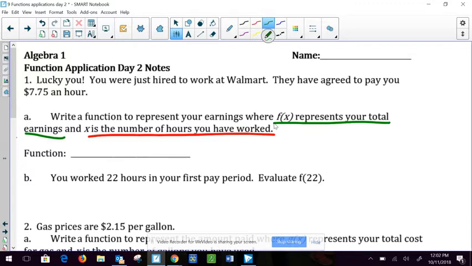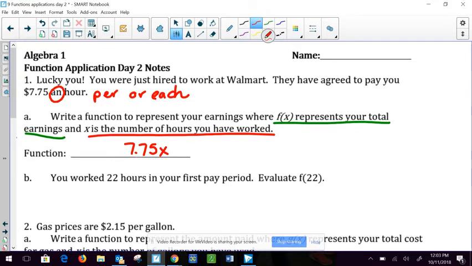So if we go back and look at our original problem, it tells us that they have agreed to pay you $7.75 an hour. We haven't seen too much of that terminology in other problems, but it's the same as your per or your each. Same type of word. So that word tells us who gets our x. So we have a 7.75 with an x. If you look back at that problem, it does not give us any other numbers.